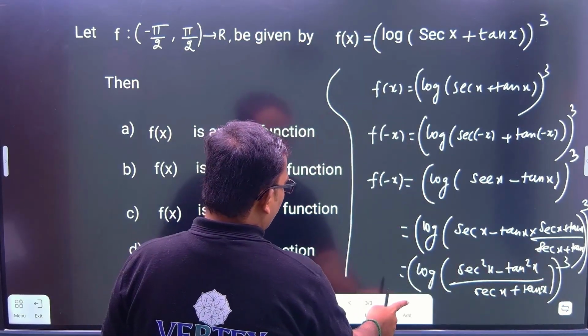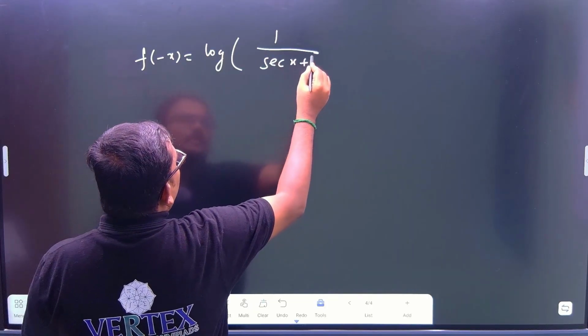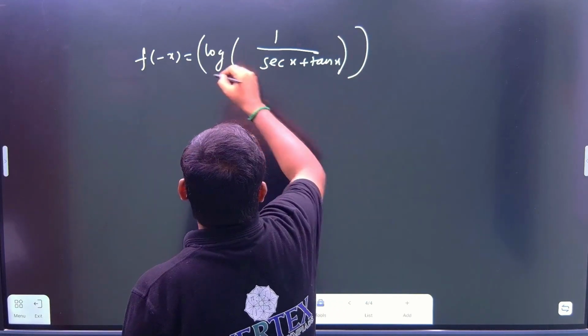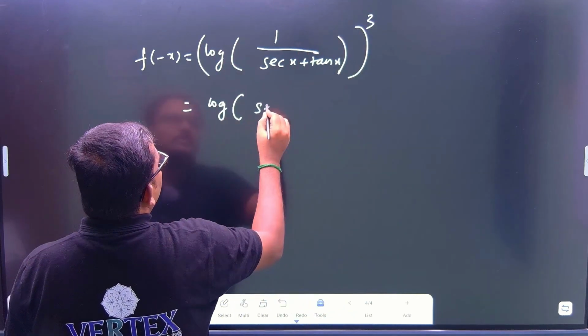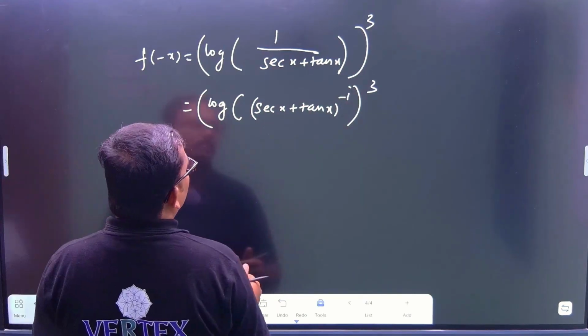Then we'll take another page. So f of minus x equals log of 1 by secant x plus tan x, because secant square x minus tan square x is 1, whole cube. Then how to rewrite this? Log of secant x plus tan x, whole inverse, we can write. Understood? Okay, whole inverse we can write now.